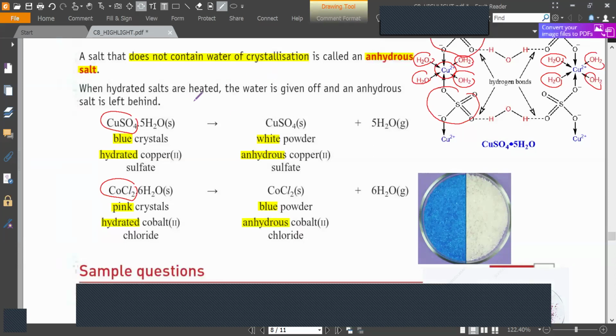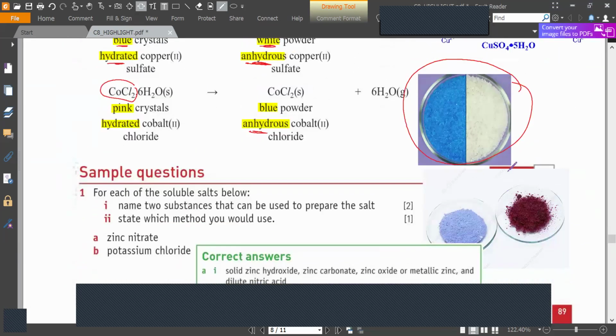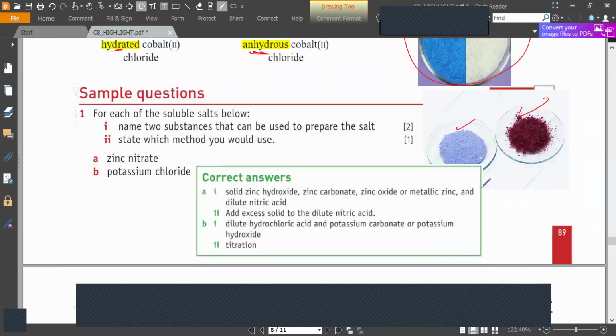When we remove the water, it's called anhydrous. They have different colors. Hydrated copper sulfate is blue, anhydrous is white. For cobalt, hydrated is pink and anhydrous is blue. Next.